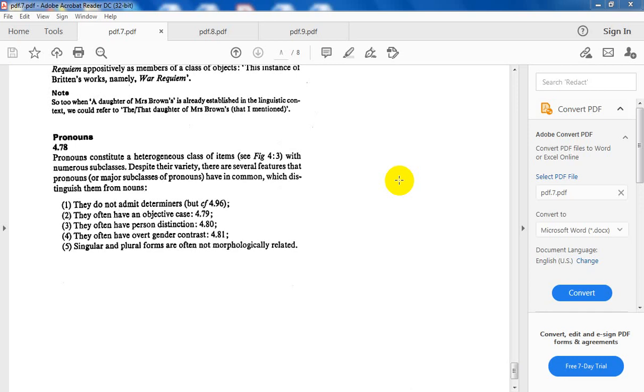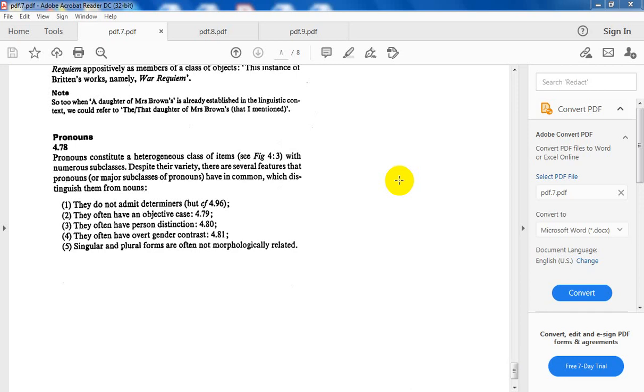They often have an objective case. That is a difference between nouns and pronouns. The nouns have the genitive, and no objective case. But the pronouns have an objective case in addition to the genitive and the common.